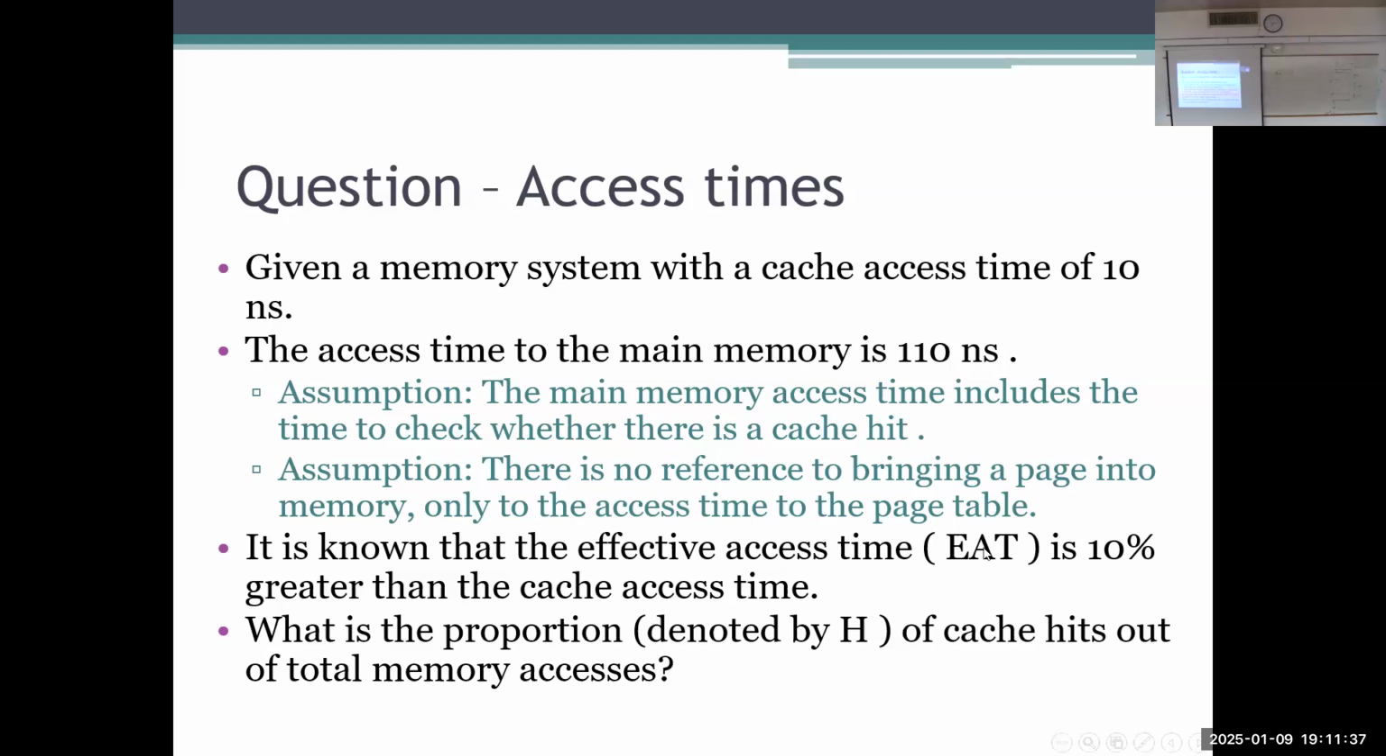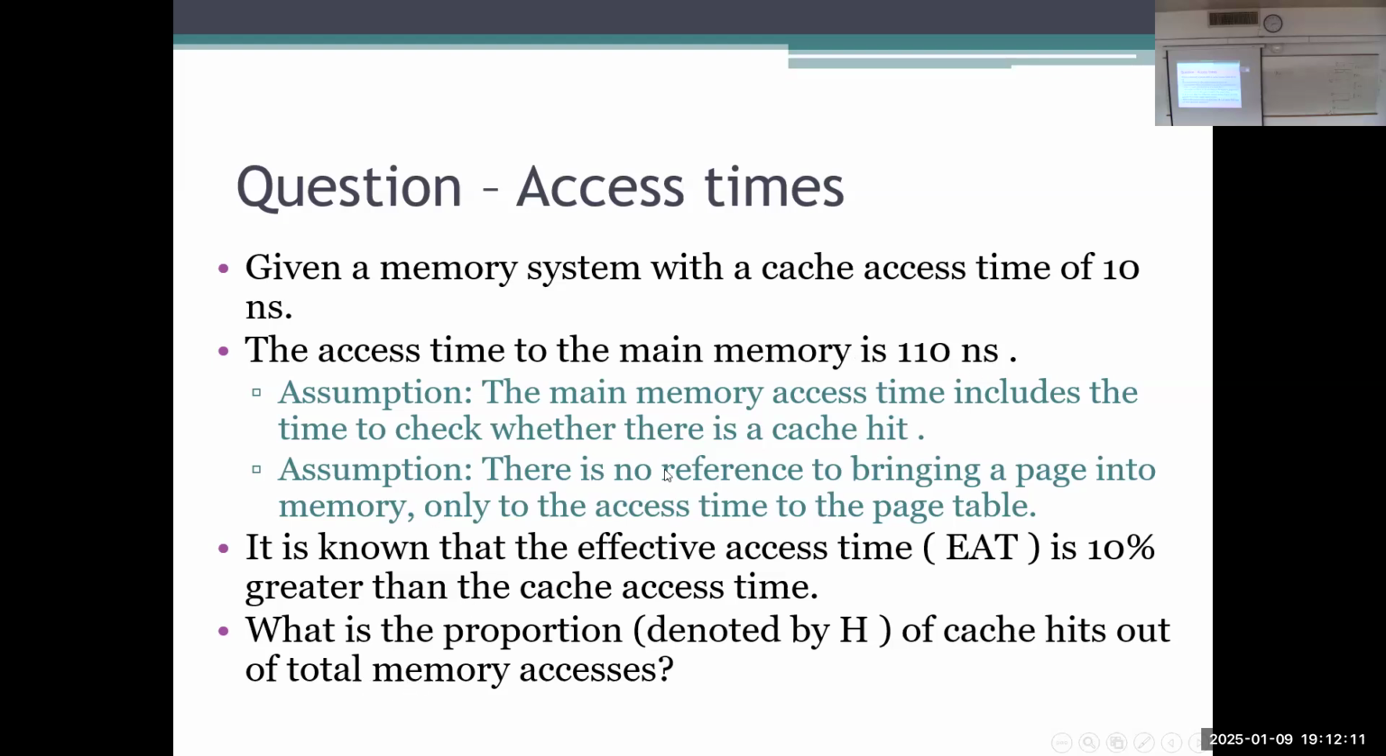It is known that the effective access time is 10% greater than the cache access time. So how much is the effective access time? It's 10% greater than the cache, so what is it? This is like a backwards question; we're given the solution: 11 nanoseconds. It's 10% greater, so the total average is 11. And the cache is 10, and the memory is 110.